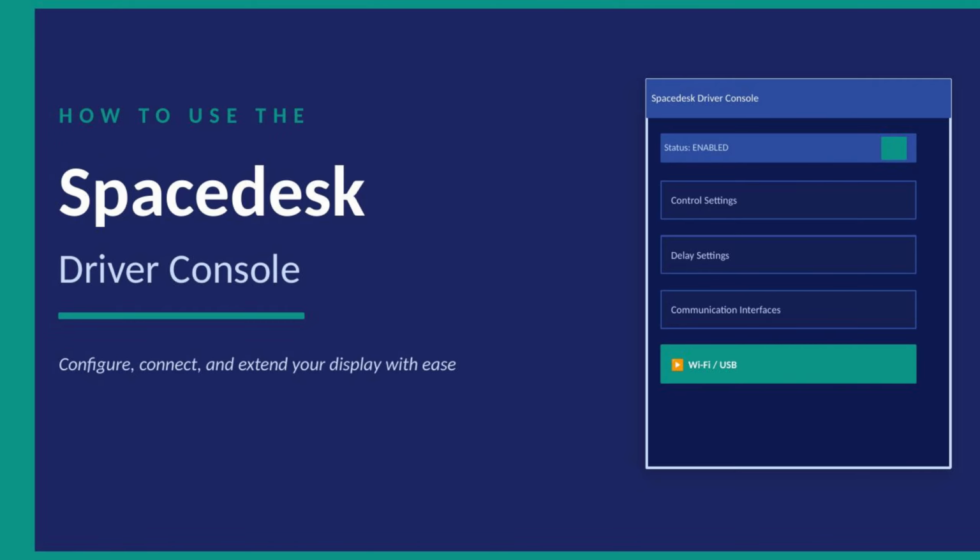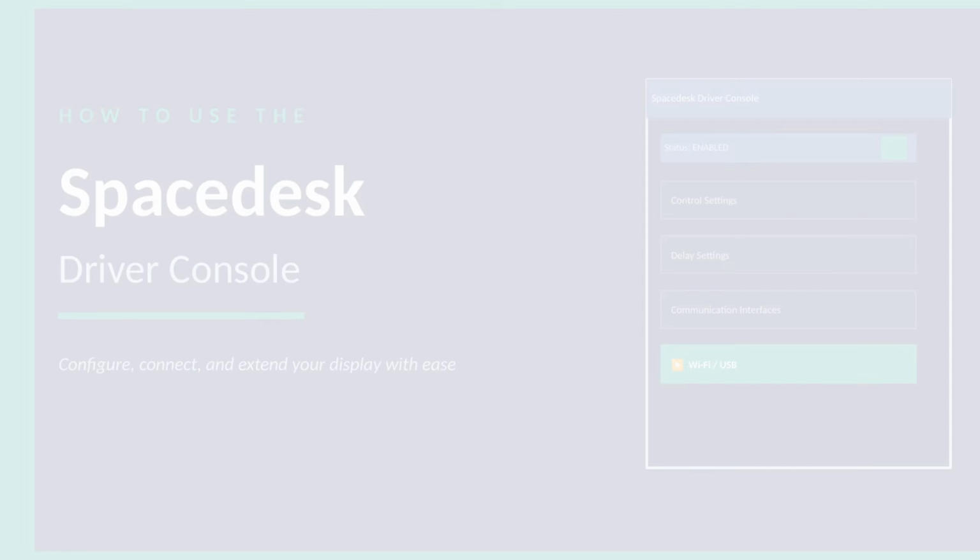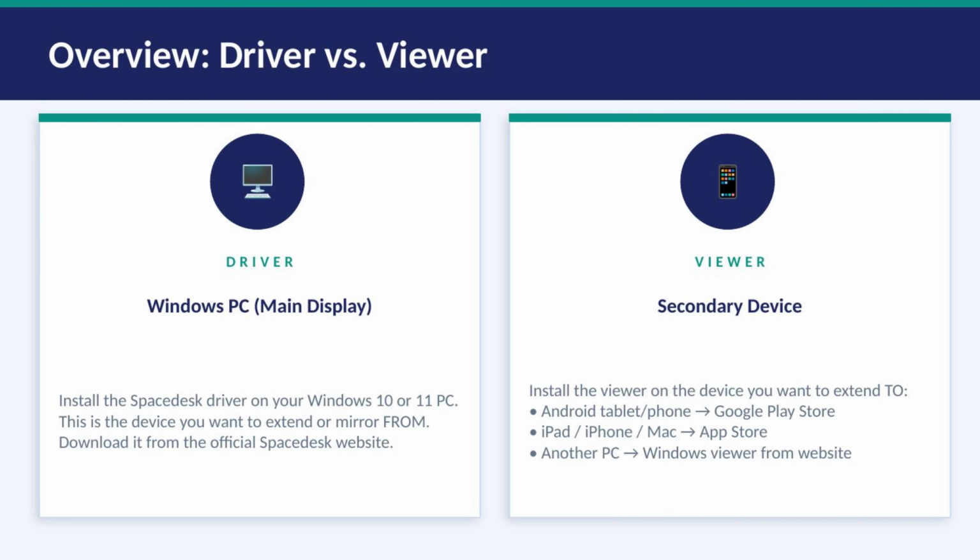Understanding the Spacedesk setup. The Spacedesk system has two main components: the Driver Console, installed on your main Windows PC, the device whose display you want to extend, and the viewer, installed on secondary devices, tablets, phones, etc.